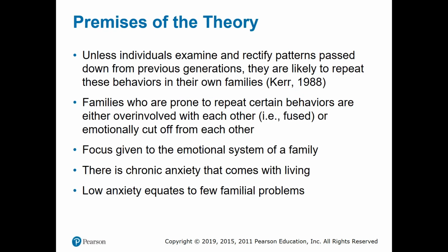The premises of the theory: unless individuals examine and rectify patterns passed down from previous generations, they are likely to repeat these behaviors in their own families. Families who are prone to repeat certain behaviors are either over-involved with each other, for example, fused, or emotionally cut off from each other. Focus is given to the emotional system of a family. There's a chronic anxiety that comes with living, and low anxiety equates to few familial problems.